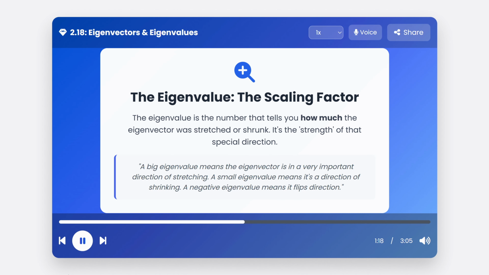So if the eigenvector is the special direction, what is the eigenvalue? The eigenvalue is simply the number that tells us how much that eigenvector was stretched or shrunk. It's the scaling factor. A large eigenvalue means that this is a very important direction for the transformation, one where things are stretched a lot. A small eigenvalue means it's a direction of shrinking.